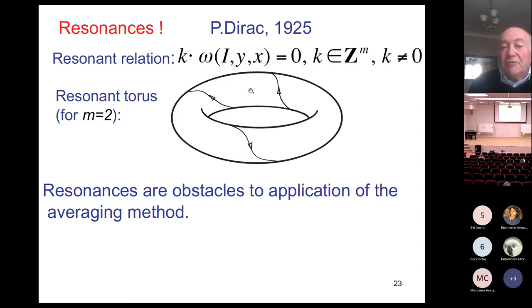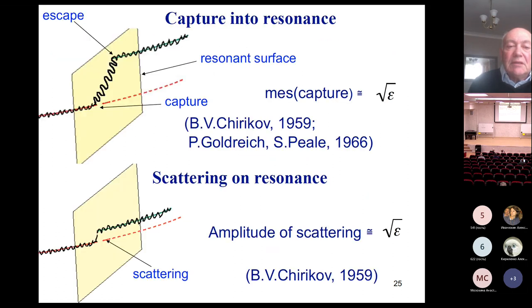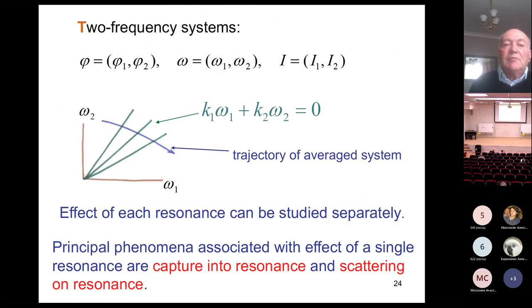So there are problems. We are going to average over the whole torus, but we don't visit some part of this torus. So clearly there are problems. And it was discussed by Dirac, who derived the first results about the accuracy of adiabatic invariance in this case, for the two-frequency case, because the two-frequency case is the simplest case because of the simple structure of resonances.